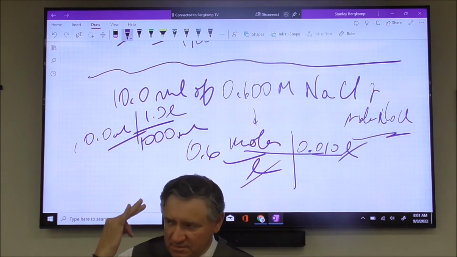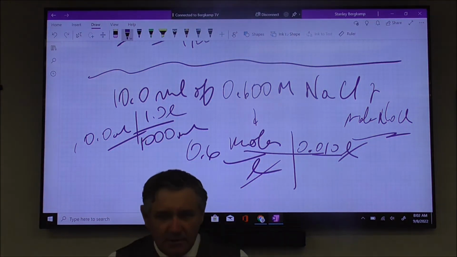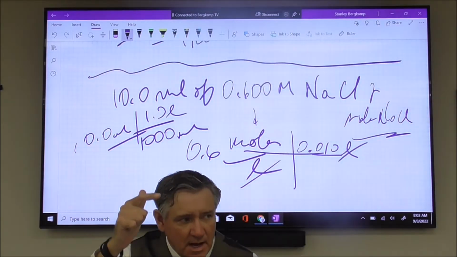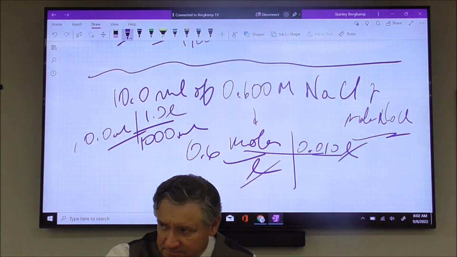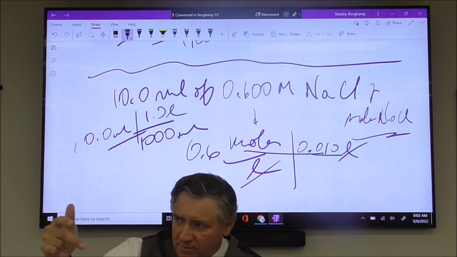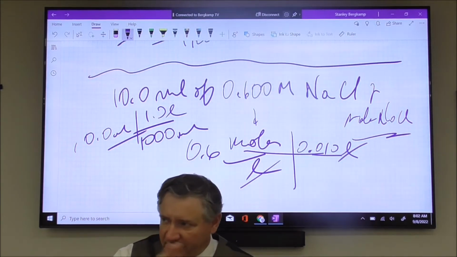So those are the 3 types of problems you have to do without thinking. How do you prepare a solution? How do you determine the molarity of a solution? And how do you find the number of moles in a given volume with a given molarity? Okay? Those 3, out, fail, boom.